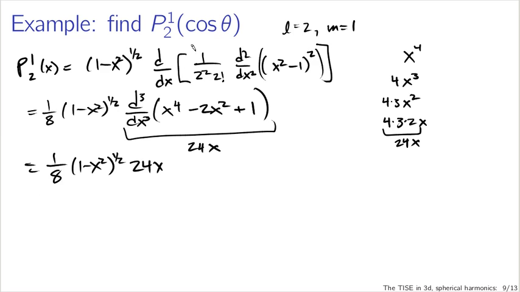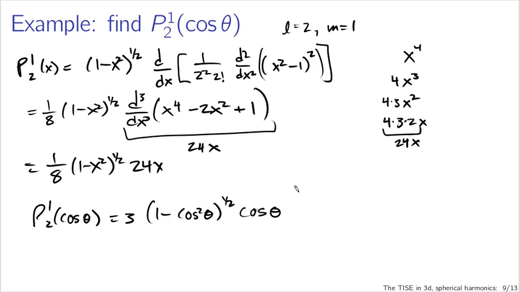And if I go back and think of what I want here, P subscript 2 superscript 1 of cosine theta, I can evaluate this at cosine theta. P 2 1 of cosine theta is going to be equal to 3 times 1 minus cosine squared theta to the 1 half times cosine theta, just x. Now this, 1 minus cosine squared theta, 1 minus cosine squared is sine squared. That's one of the Pythagorean identities for sine and cosine. And if I take the square root of sine squared, I just get sine. So what I'm going to get in the end here is 3 sine theta cosine theta. End of story. So this is our theta part.